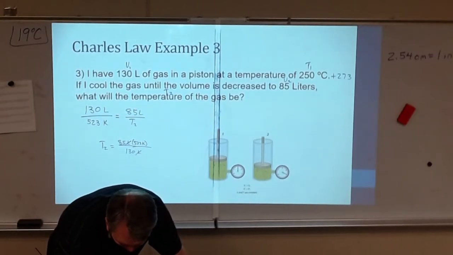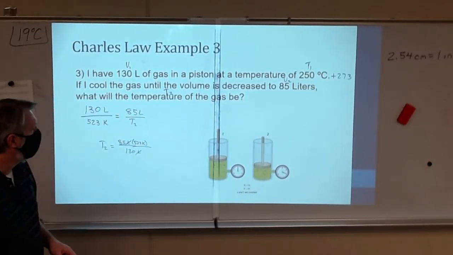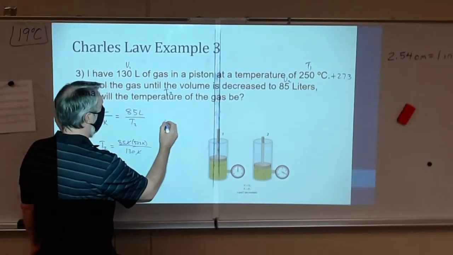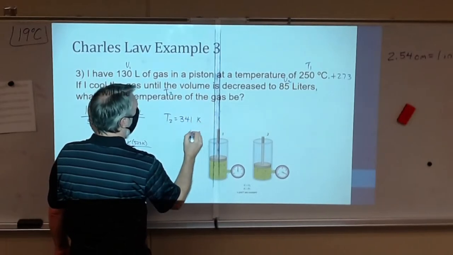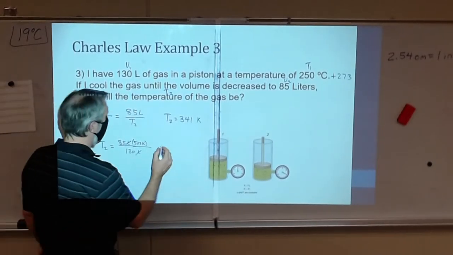Let's see, nobody's skipping today. So after I do this, I do my punchy. T2 should be what? Okay. And of course with sig figs, it really should be just what? 340.